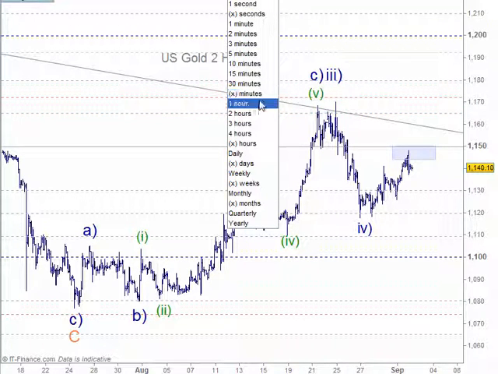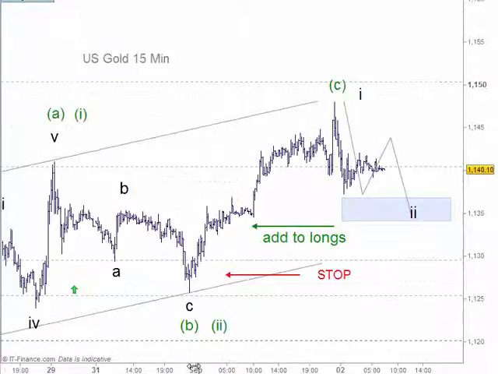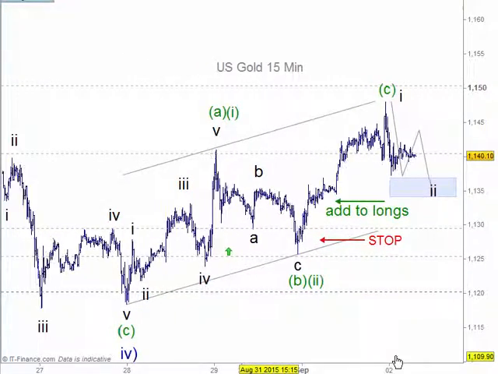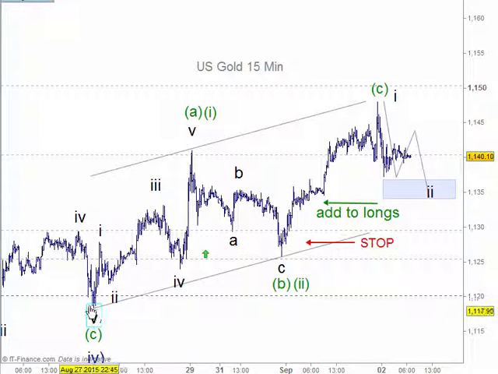Coming into the 15-minute chart here, it doesn't really give us a lot to work with. I know that from this low here, we've got 1, 2, 3, 4, 5. They can be counted as an A wave or wave 1, an ABC for either wave B or wave 2 here. Both are valid. And then we can see that we've got 5 waves up here.